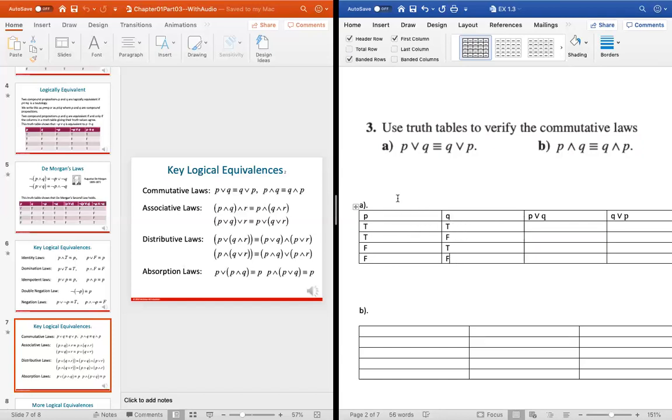For P and Q. Okay, so now if we take the disjunction of P or Q, true, true is true, true, false is true, false, true is true, and then false, false is false. Now we have simplified the left-hand side of this equation, which is P or Q. We know the truth values of this are here. Now Q or P. So we say true or true, it's going to be true. And then we have this false or true, it is true.